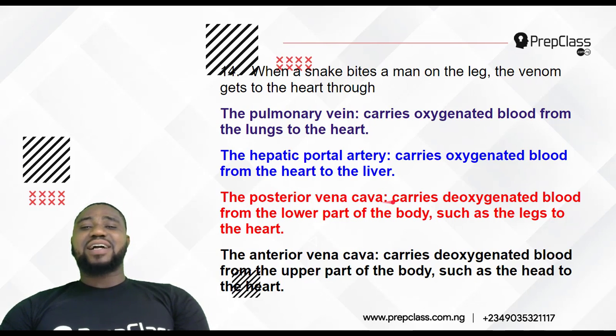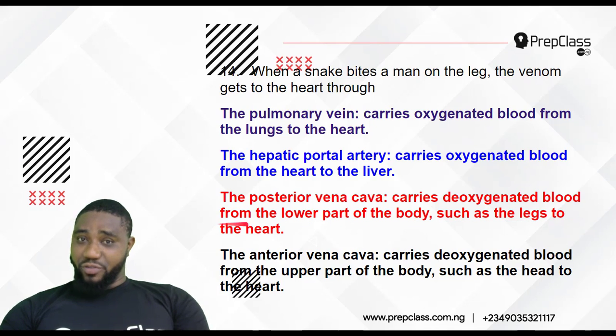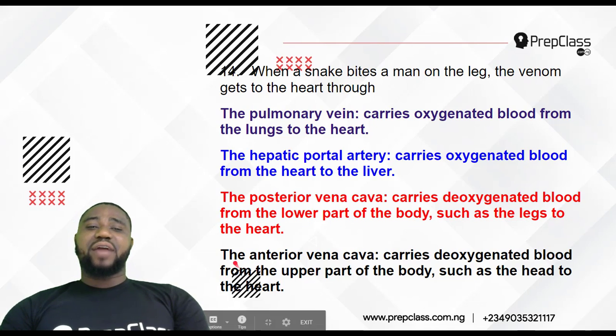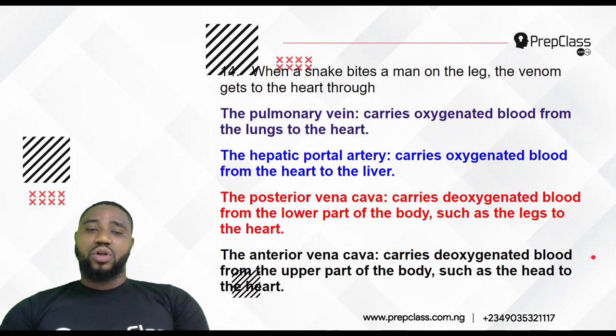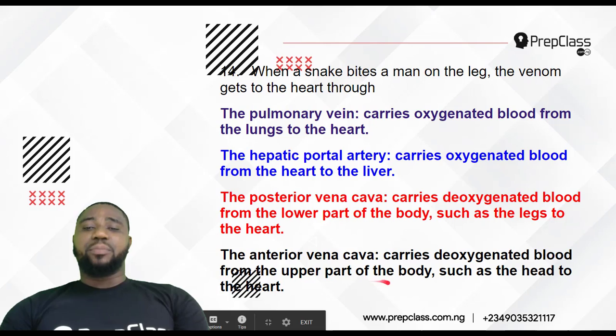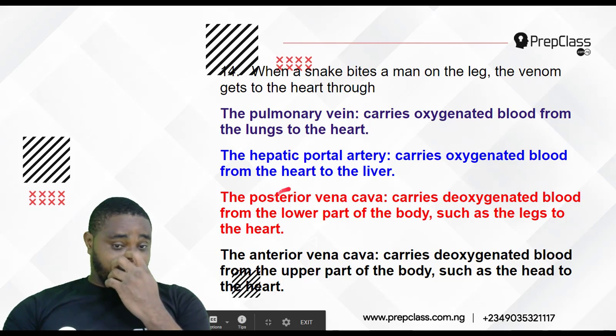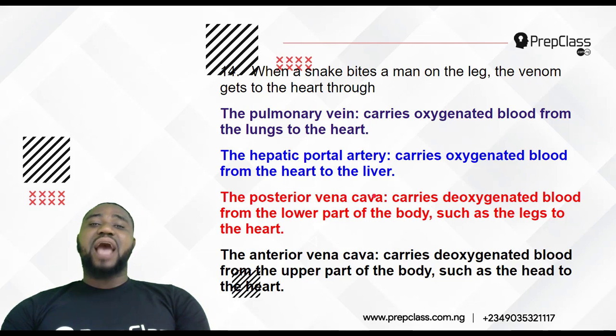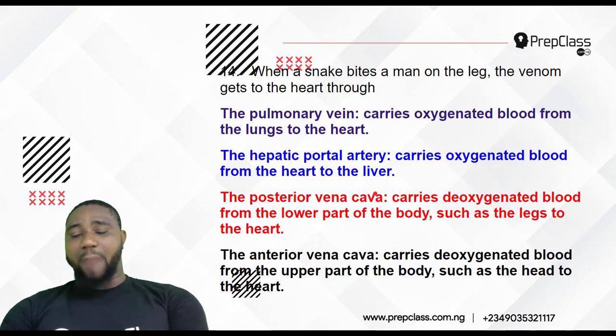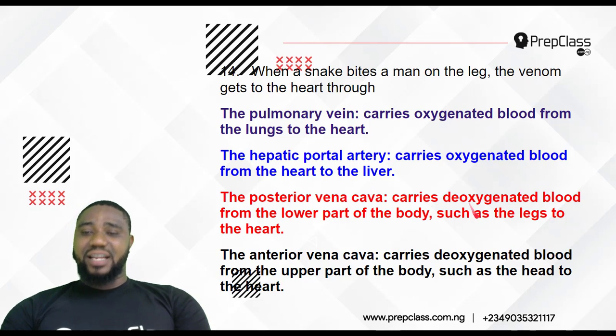The posterior vena cava carries deoxygenated blood from the lower part of the body, such as the legs, to the heart. So I believe we've seen our answer. The anterior vena cava carries deoxygenated blood from the upper part of the body, such as the head, to the heart. So where you can find this posterior vena cava will be around the extremities, the lower part of the body, like the hands and the legs.